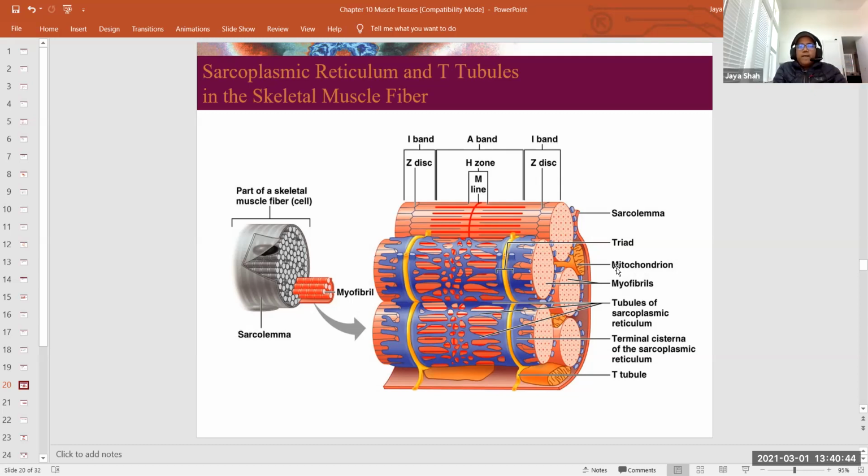Now, if I take out and clean up and see the myofibril, so here is one myofibril, yes? Myofibril is made up of actin and myosin. If you see the dark, thick filament in the center, that is myosin.